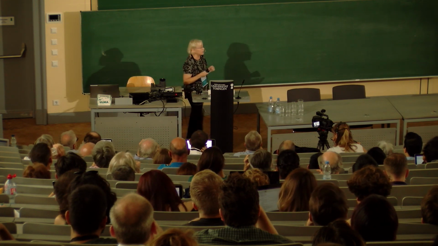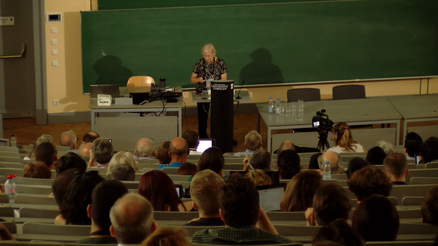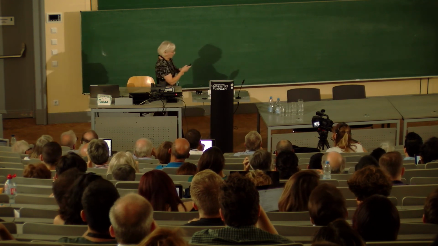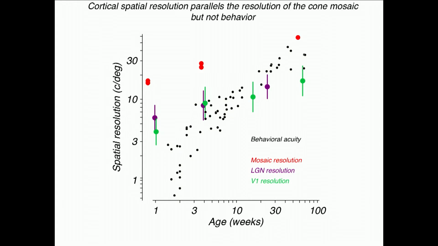And so that's shown here, where now I'm showing you the same behavioral data in the small dots, where we have spatial resolution plotted as a function of age in weeks. And what I've plotted on top of that is also resolution of some of the neural aspects of the brain. In red, this is the resolution based on anatomical studies of the infant retina at the different ages indicated. And in the colors, the LGN resolution and V1 resolution. And there's a couple of takeaways from this slide.